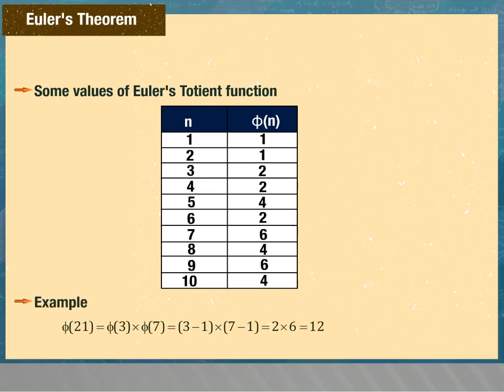Example: phi of 21 is equal to phi of 3 into phi of 7, which is equal to 3 minus 1 into 7 minus 1, which is equal to 2 into 6, which is equal to 12, where the 12 integers are the set 1, 2, 4, 5, 8, 10, 11, 13, 16, 17, 19, 20.